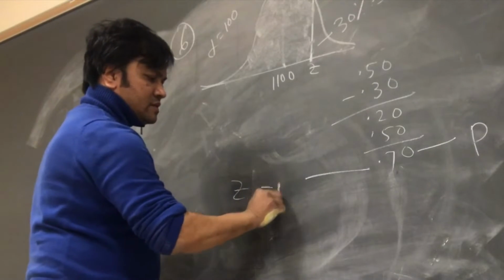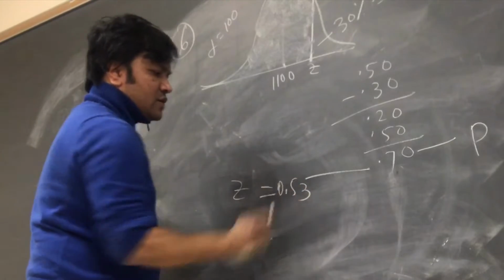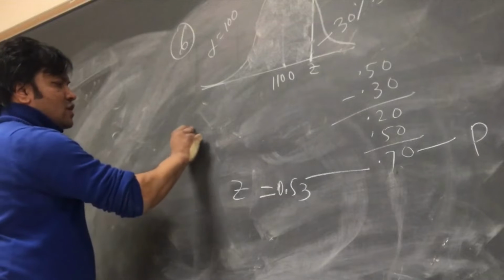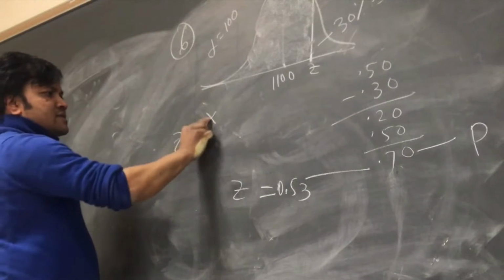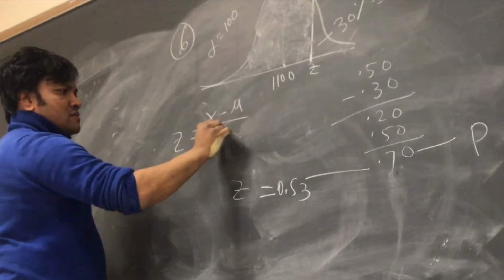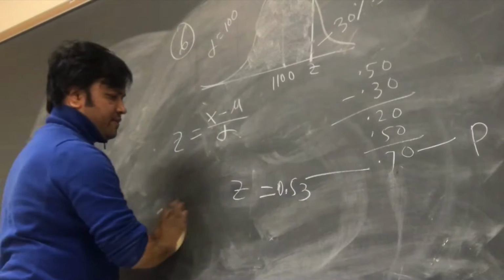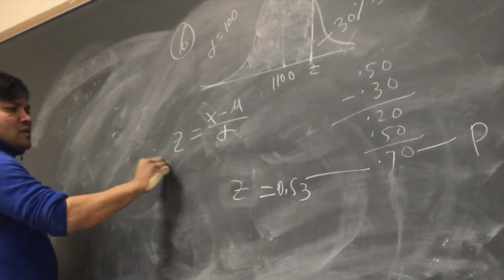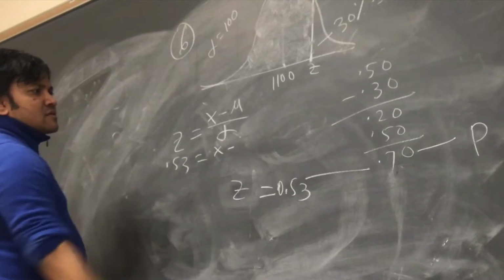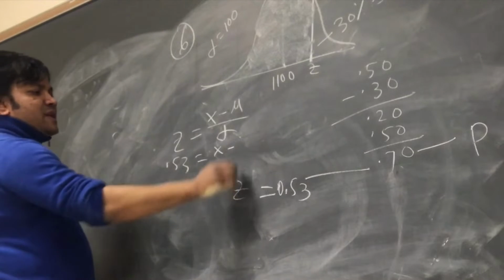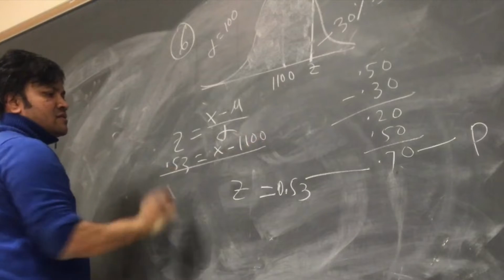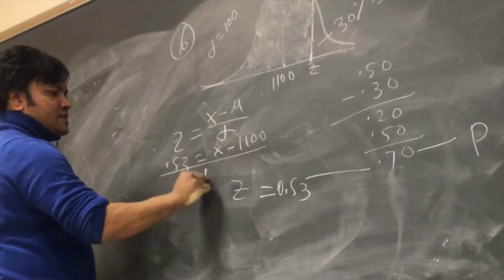0.53. Okay, so give me a formula. Z is equal to x minus mu over the standard deviation. So 0.53 is equal to x minus 1100 over 100.